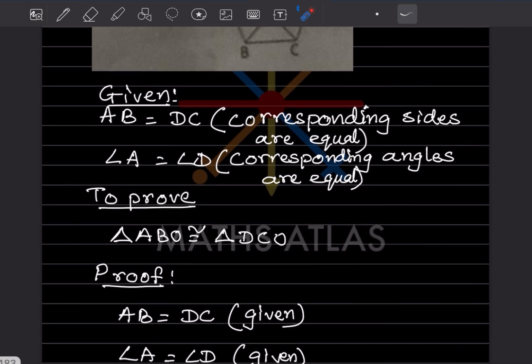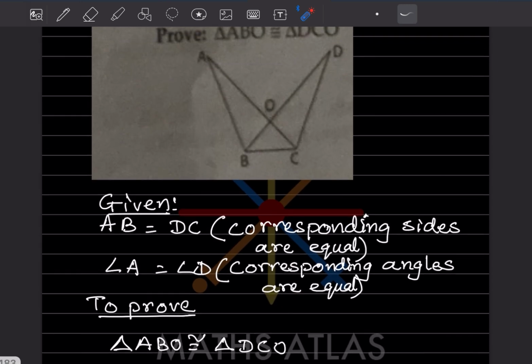So we'll start with the proof. Again, we'll start with the given things, that AB is equal to DC, given. Angle A is equal to angle D, given. And what we can see here, BO.